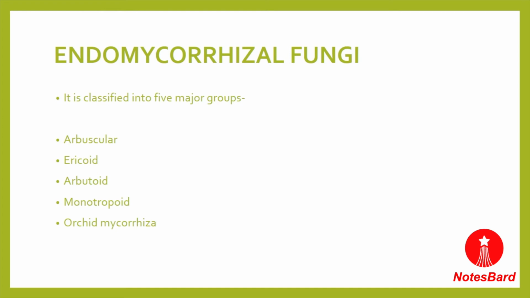arbutoid mycorrhiza, which are found in plant genera named Arctostaphylos or Arbutus. So basically they are found in the Arbutus genera, that's why they are named arbutoid mycorrhiza. And the fungi that form arbutoid mycorrhizal relationships are Basidiomycetes. Most of the fungal species that form the ectomycorrhizal associations are also from the Basidiomycetes.